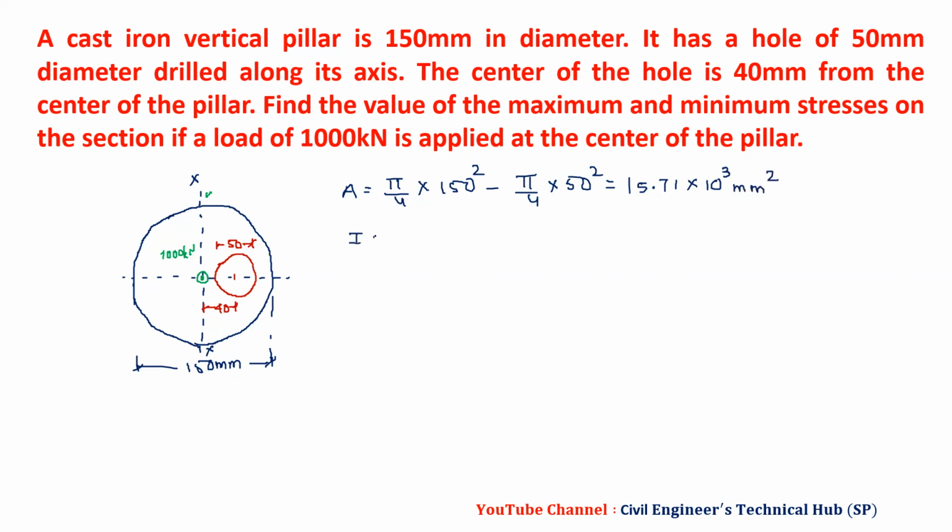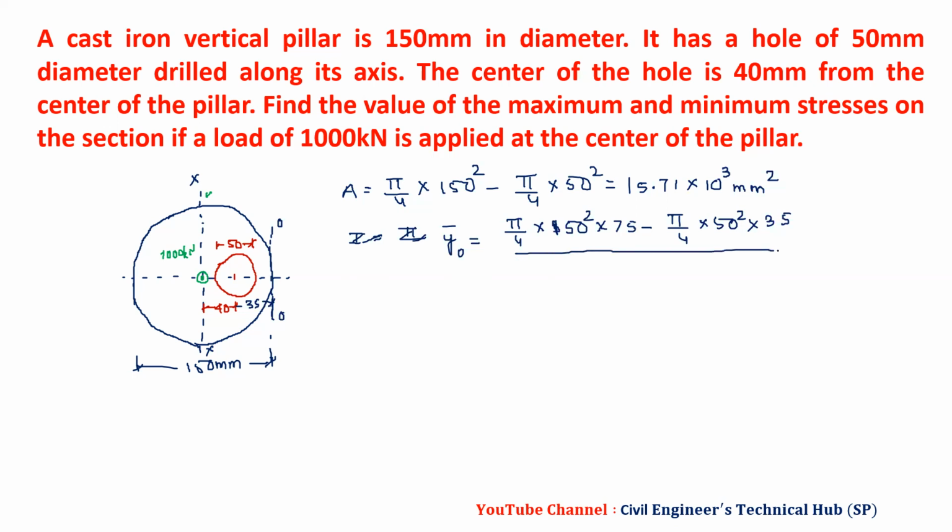Now find I, because we require these values. Before I, we have to find Y bar. So Y bar is equal to summation A Y bar upon A. Now we are taking moment about this line, which I will call OO. So Y bar from O: area of the whole circle pi by 4 into 150 square into its centroid at the center, 75 from here, minus pi by 4 into 50 square into its centroid, 40 from here. So 35 from here, because total we have 75, into 35, divided by the area 15.71 into 10 raised to 3. From this we get the value 80 millimeters.